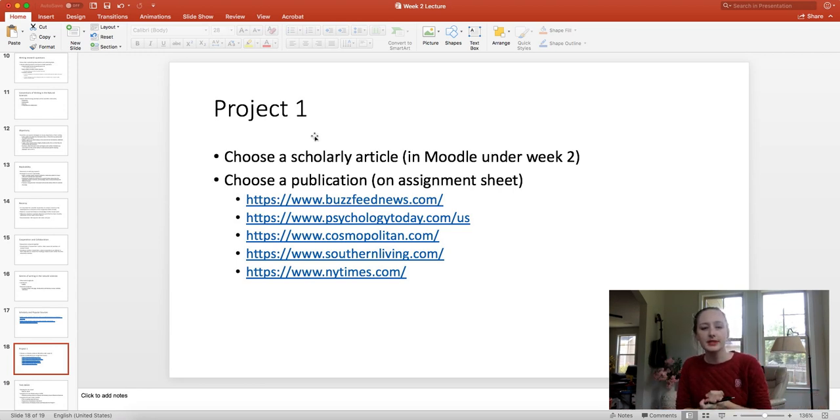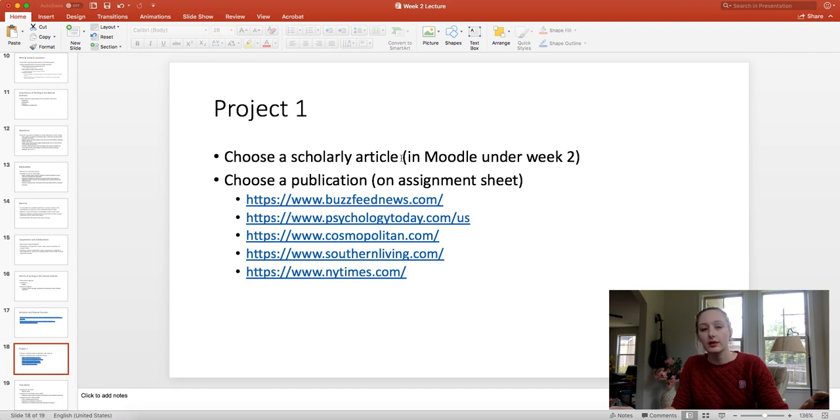So, Project 1. It is 20% of your grade. We're going to talk about Project 1, and basically, here's what you're doing. You're choosing a scholarly article, and I have your options in Moodle under week 2, and then you're going to choose a publication. These are some of them. I think these are all of them.